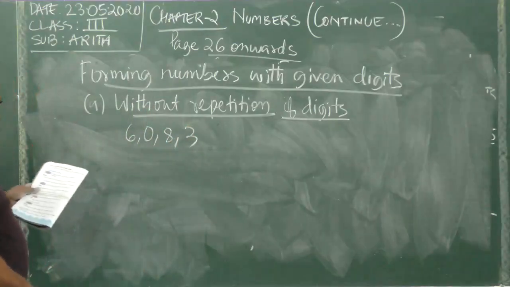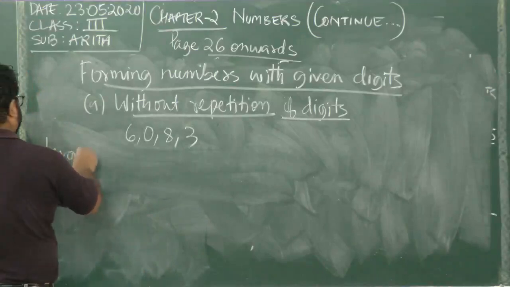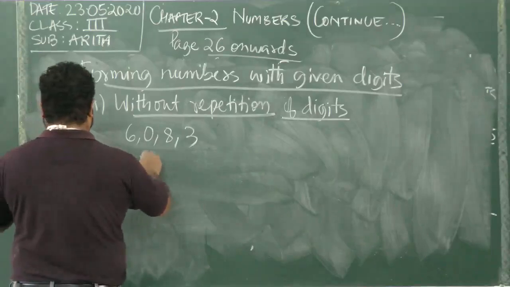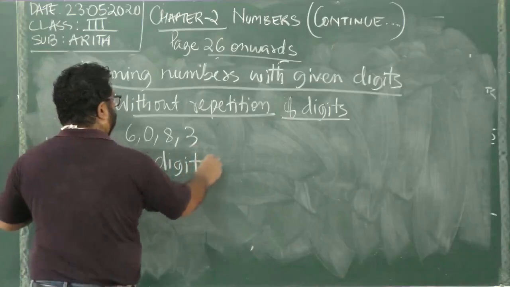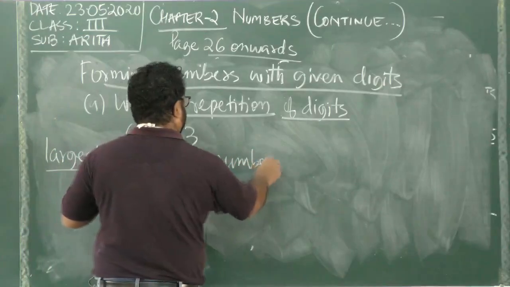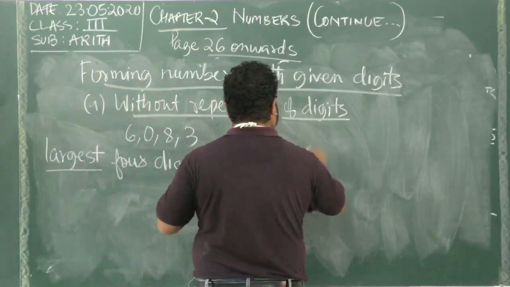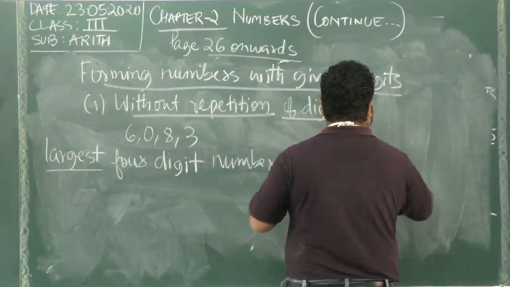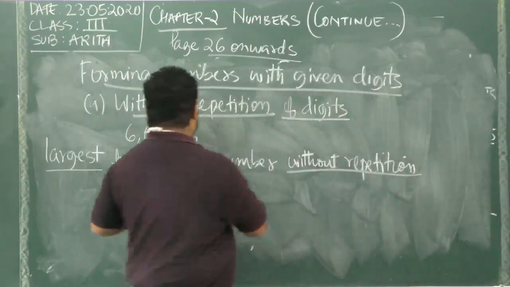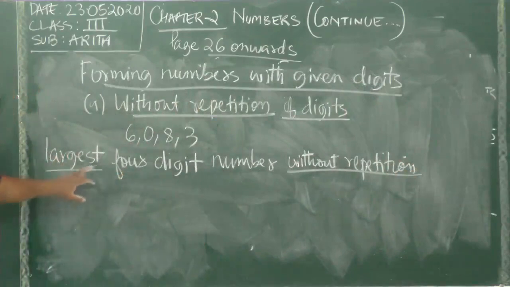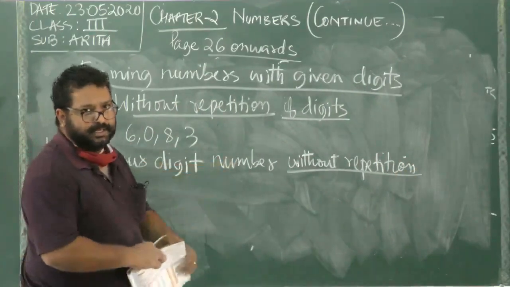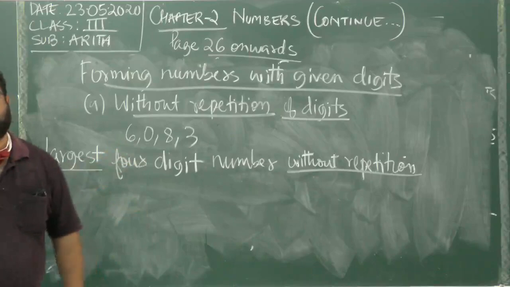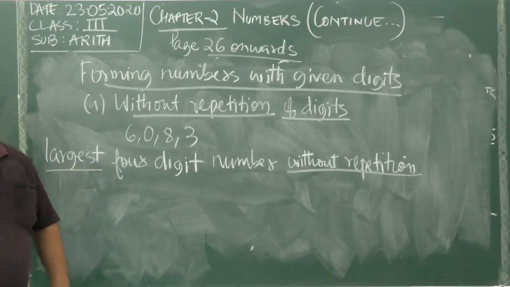Here we have to make the largest 4-digit number without repetition. So we have to make the largest 4-digit number without repetition. That means these are the digits given to us. We cannot repeat either of them. All right.